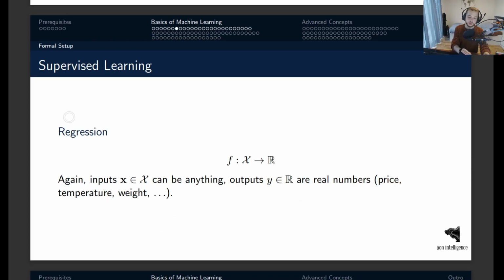Another kind of supervised learning problem is the regression problem. And again, this will be the focus of this module. And here again, we have unspecified inputs. So it could be tabular data, it could be images, it could be audio signals, and we produce a real number as output. And examples of regression estimation problems would be the estimation of a price, for example, of a stock. Could be the estimation of temperature at a given date and time at a specific location, or it could be the weight of an object given some of its properties, and so on.